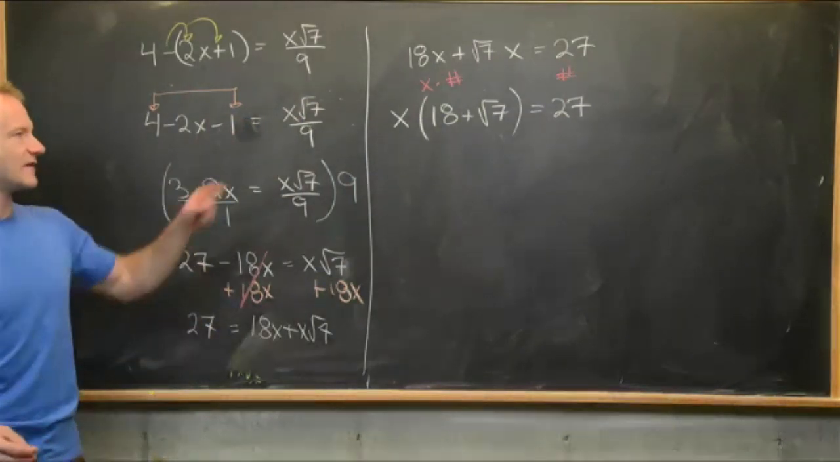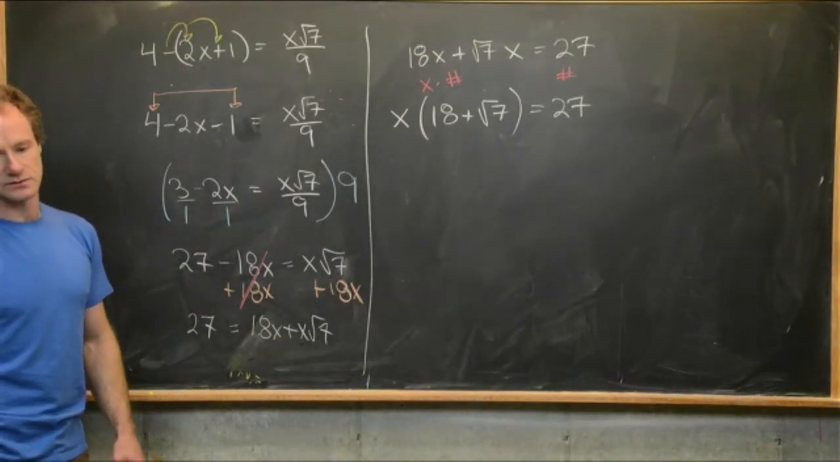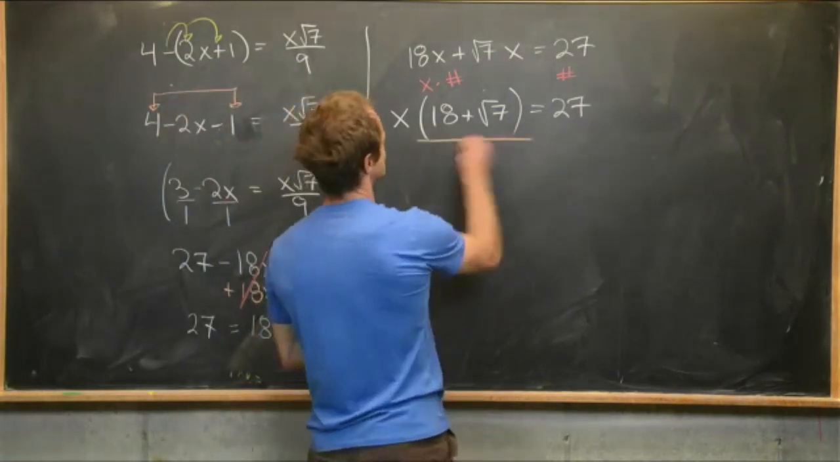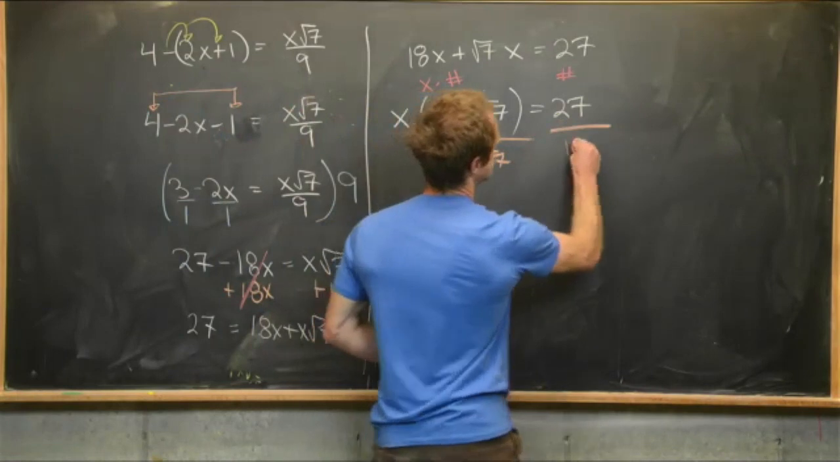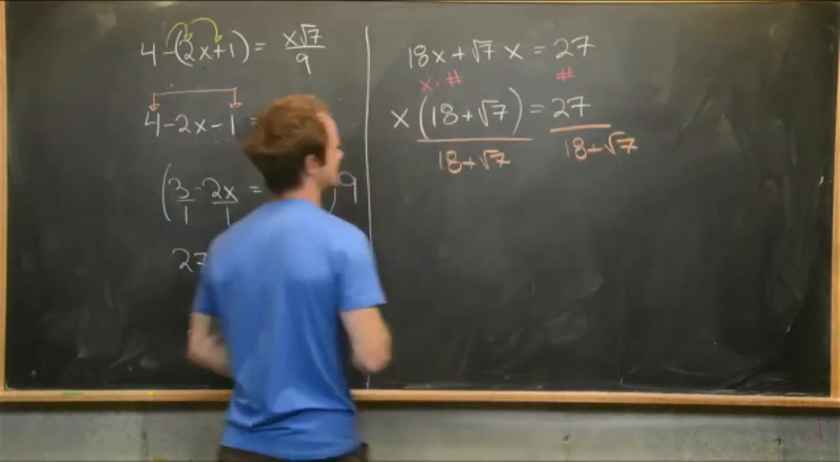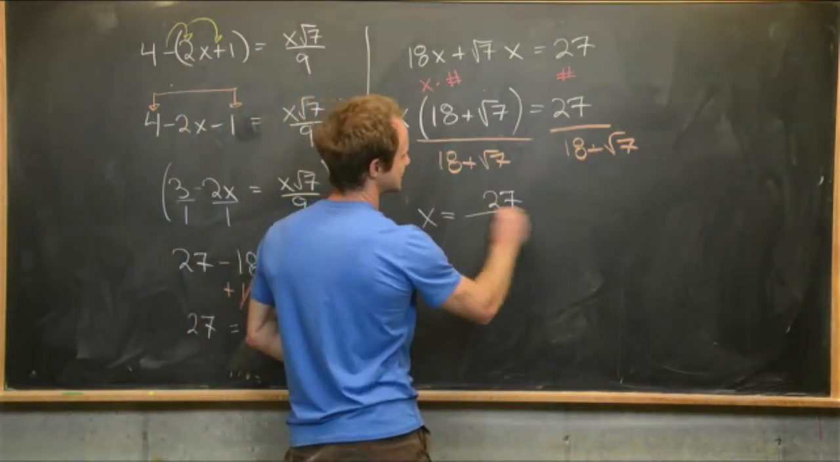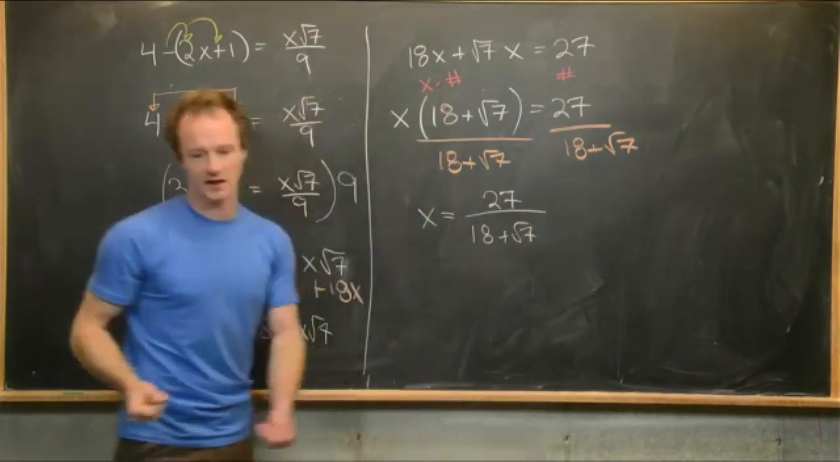But here we've got to divide by that whole chunky thing, which is 18 plus root 7. So that's what we'll do. We'll divide both sides of the equation by 18 plus root 7, and that leaves us with x by itself on the left-hand side, and then 27 over 18 plus root 7 on the right-hand side.